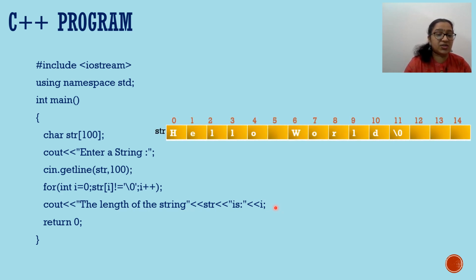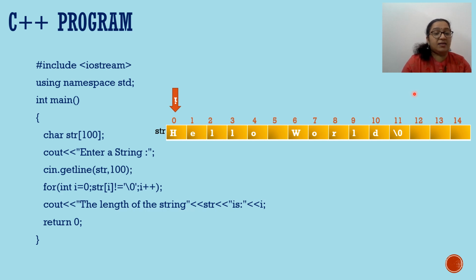So this is the structure. str is the array name. Hello world itself I used here. 0, 1, 2, 3, 4, 5, 6 till 14 I drew here. See the letters: 0th position H, 1 is E, L, L, O, then one space is here, W, O, R, L, D, then the last letter is \0. Okay. So this is the string we input. Now see how it will work.